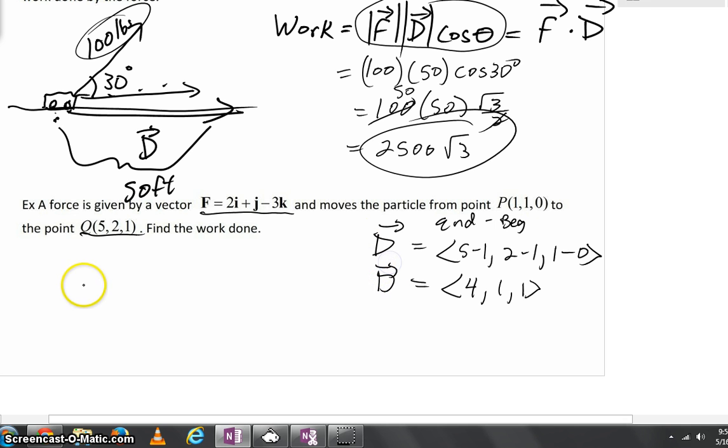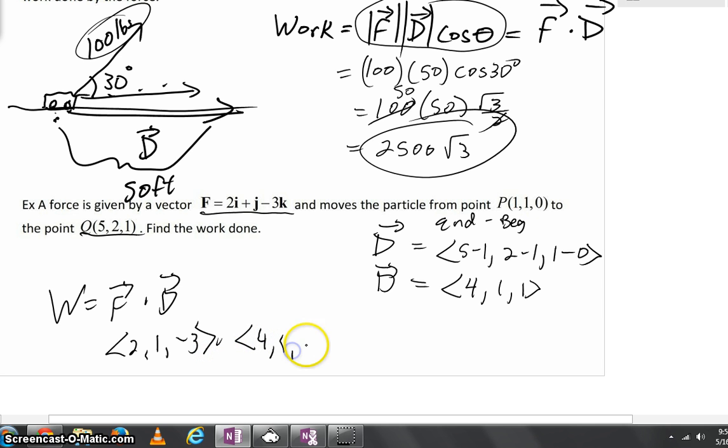And I already have a force vector, so work is just force dot D. Just go 2, 1, negative 3, dot 4, 1, 1, and you'll be done. I'll leave that to you to finish up. It shouldn't be too hard. You'll find work to equal 6.